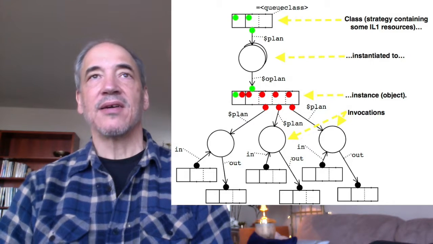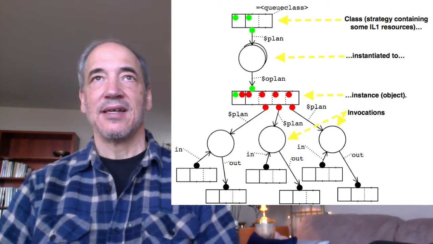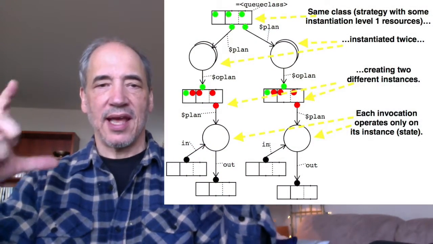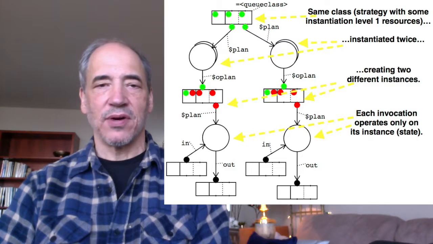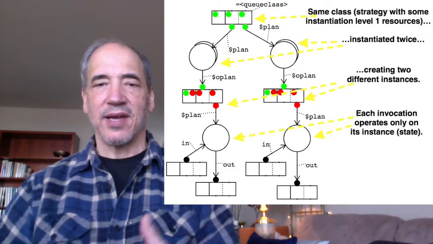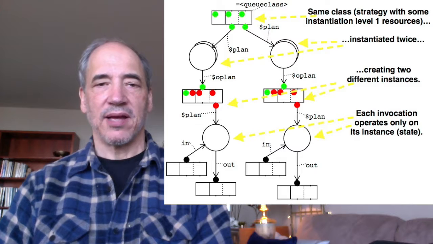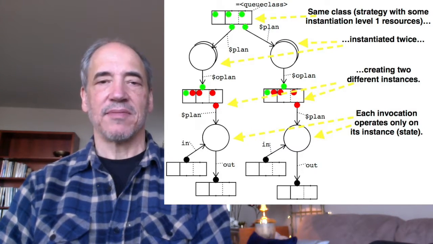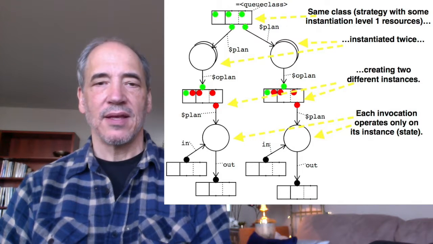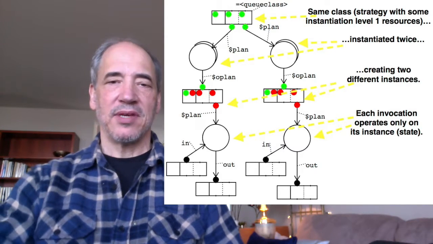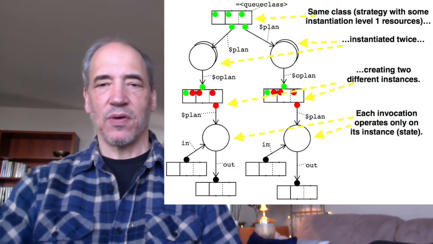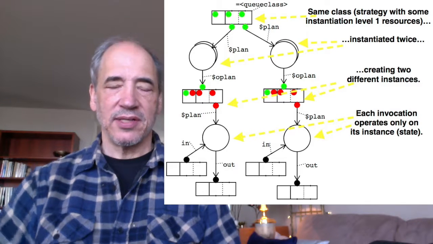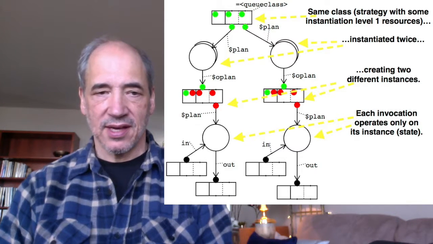So what has it done there? It has created an instance of the class. If we took that same strategy and ran this level 1 context on it again and created a different thing on the $O plan role, it would be a separate instance of that same class. And each of them, when we put them into different contexts, would access their own instantiated resources and not the instantiated resources of the other.